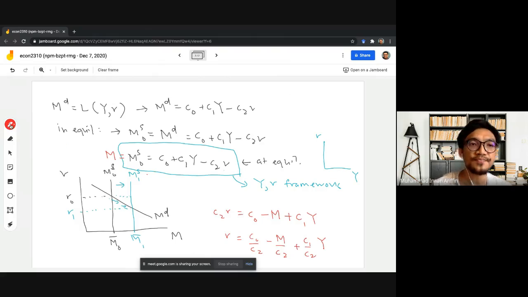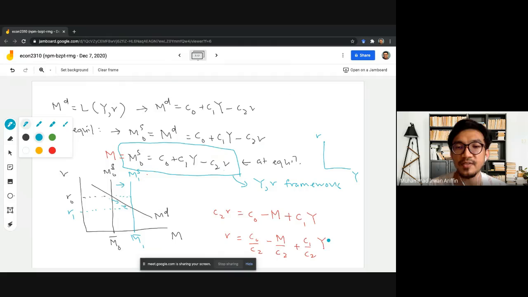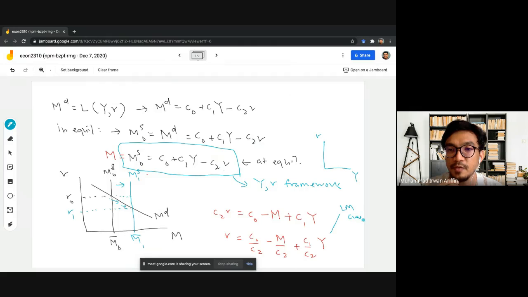If you focus on this term, you should be able to see that this is our simple equation for our LM curve. This is our LM curve equation, where this portion of the equation would basically be the intercept, while C1 over C2 would be the slope of our LM curve, which we have discussed in the previous video. C1 over C2 would determine whether our LM curve would be steeper or flatter.